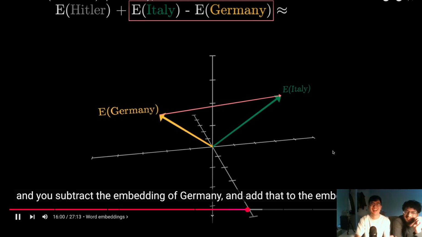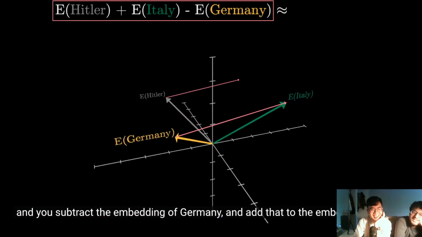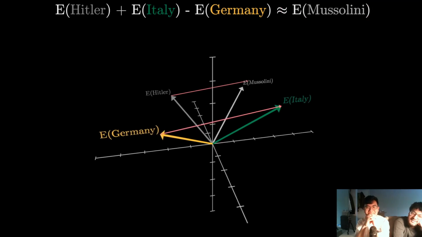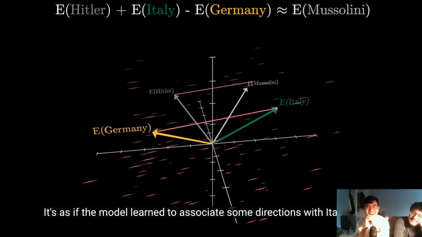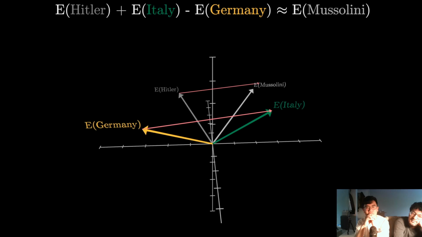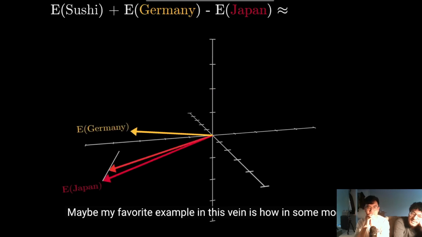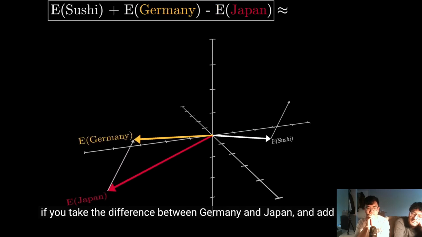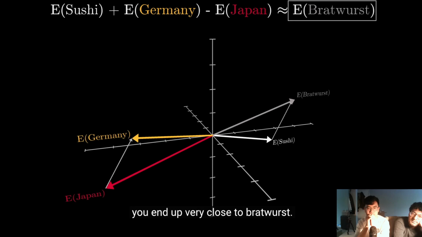And you subtract the embedding of Germany, and you add that to the embedding of Hitler, you get something close to the embedding of Mussolini. It's as if the model learned to associate some directions with Italianness and others with World War II Axis leaders. Maybe my favorite example in this vein is how in some models, if you take the difference between Germany and Japan and you add it to sushi, you end up very close to bratwurst.